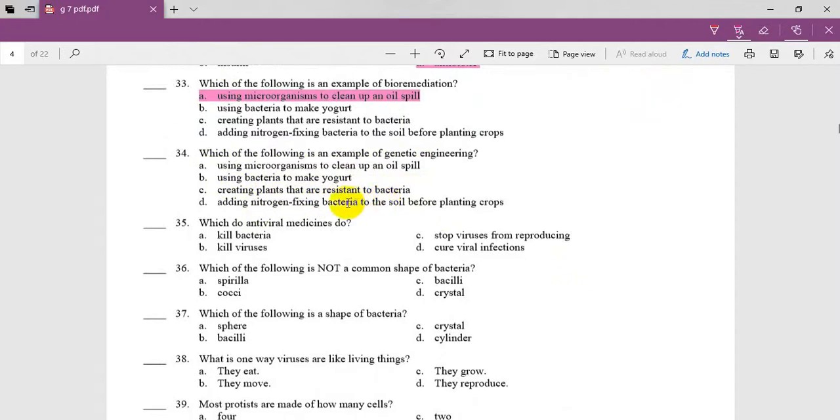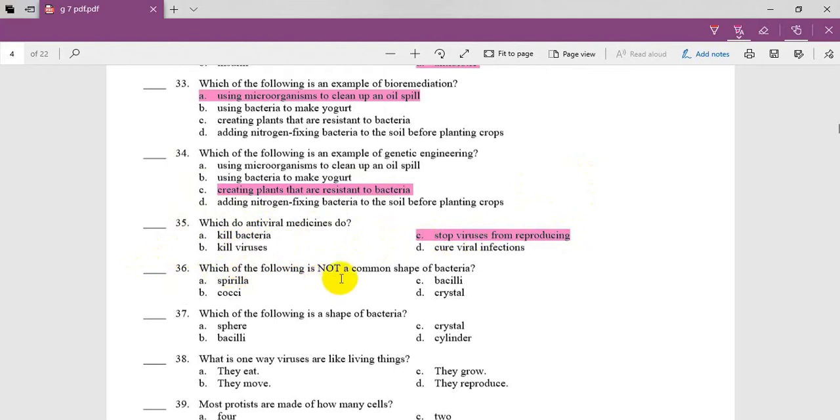In this question, the answer will be changing the DNA of the plants to become more resistant to pathogenic bacteria. This way, we change the DNA of the plants to be more resistant to bacterial infection. So the answer will be letter C. 35. What do antiviral medicines do? Antiviral, they don't kill the virus, but they stop the virus from reproducing. So the answer is letter C.